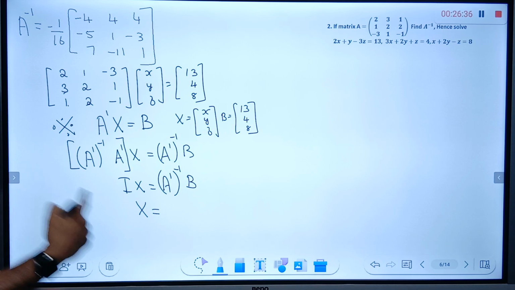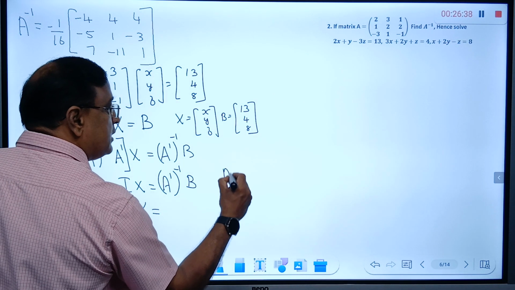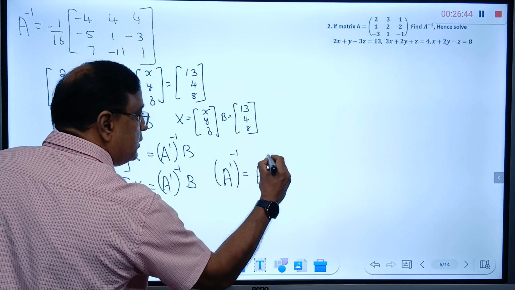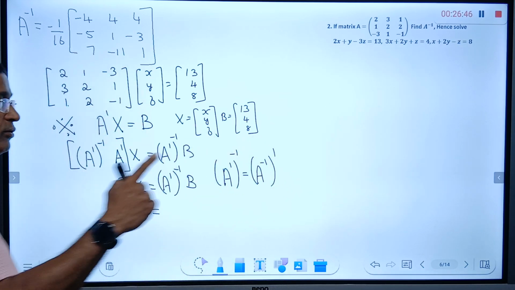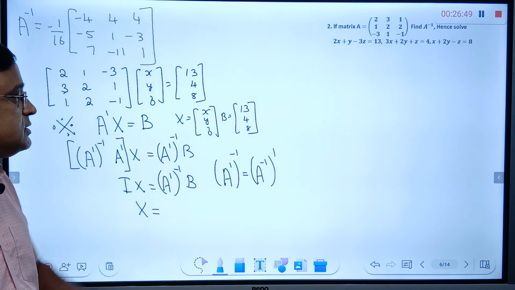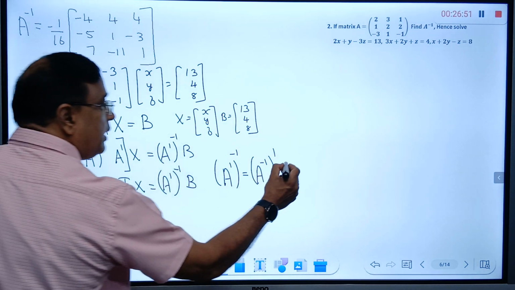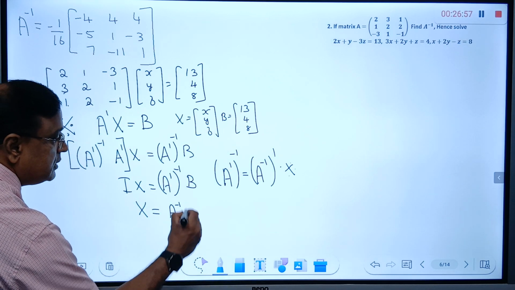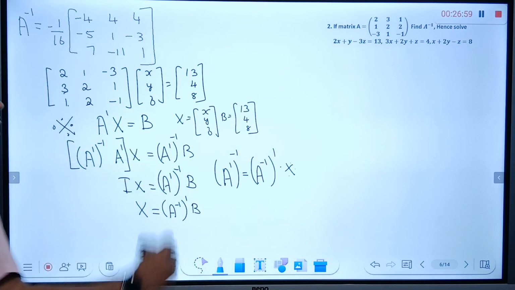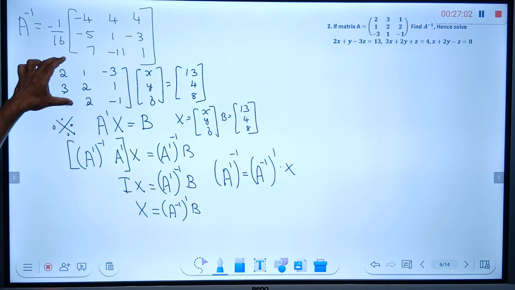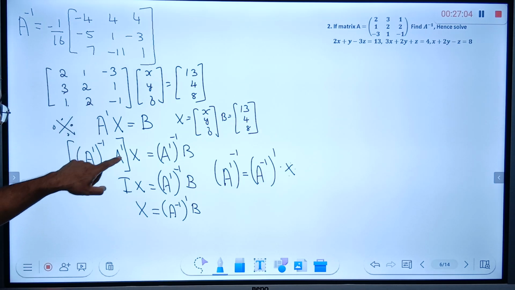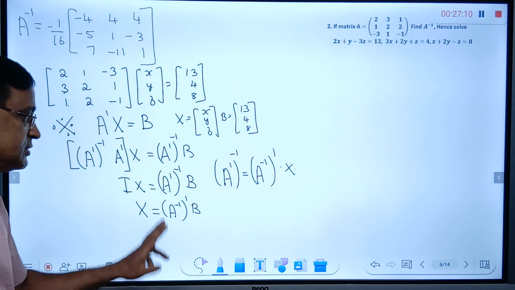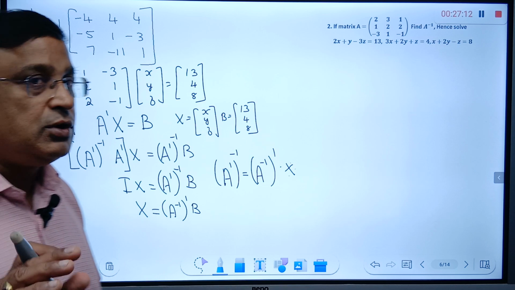Now you are going to use a very important result. Make a note of this result: A transpose inverse is A inverse transpose. Very, very important result. A transpose inverse is A inverse transpose. This is why this type is totally different from the previous type. So this is A inverse transpose of B. The difference is because this is not A, this is A transpose. So if you take A transpose inverse on both sides, you get this, but A transpose inverse is the same as A inverse transpose. Do not forget that.